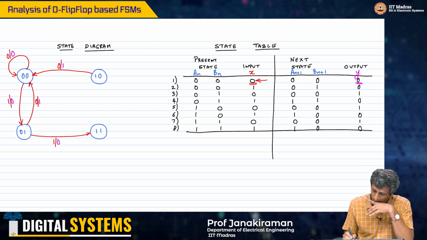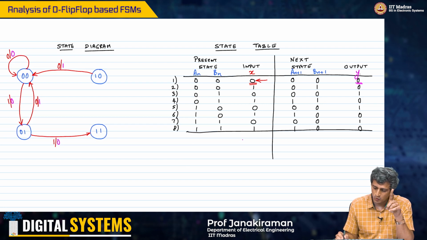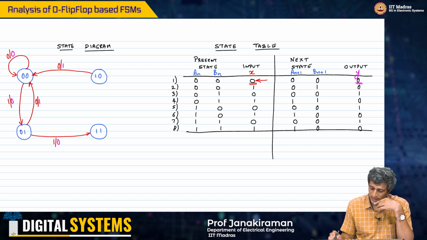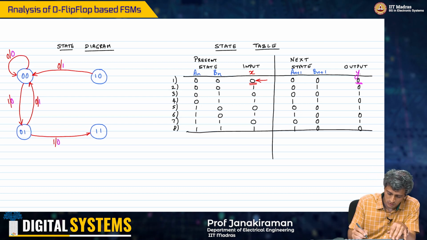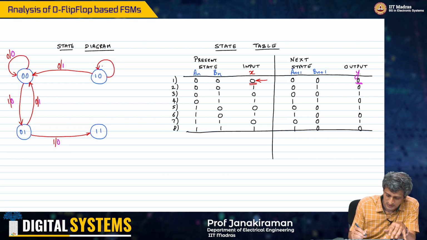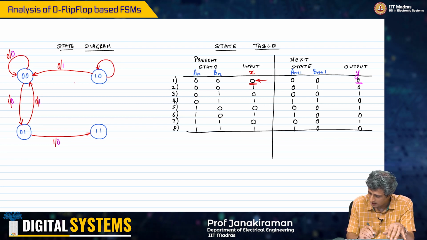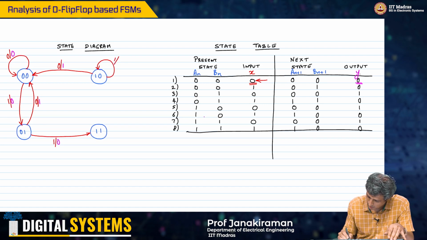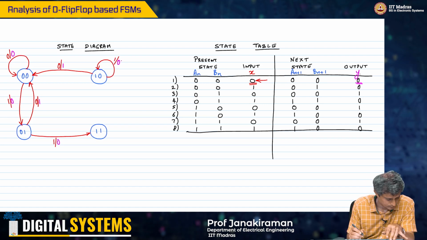On the other hand, line 6, if I am at state 1 0 and the input is a 1, then I continue to be in the same state of 1 0. So therefore, I continue to be in this particular state. The input is 1 and output is 0.